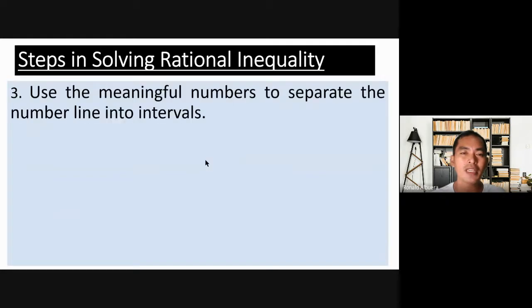Next, use the meaningful numbers to separate the number line into intervals. So yung meaningful numbers or critical numbers ay ilalagay mo na siya sa number line at i-divide mo na siya in intervals.